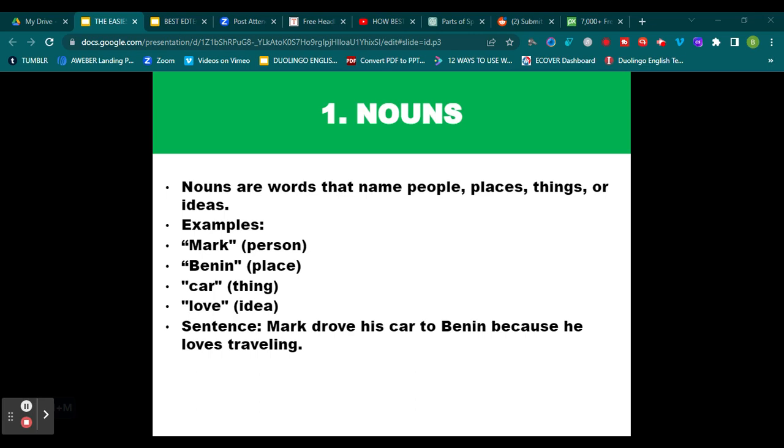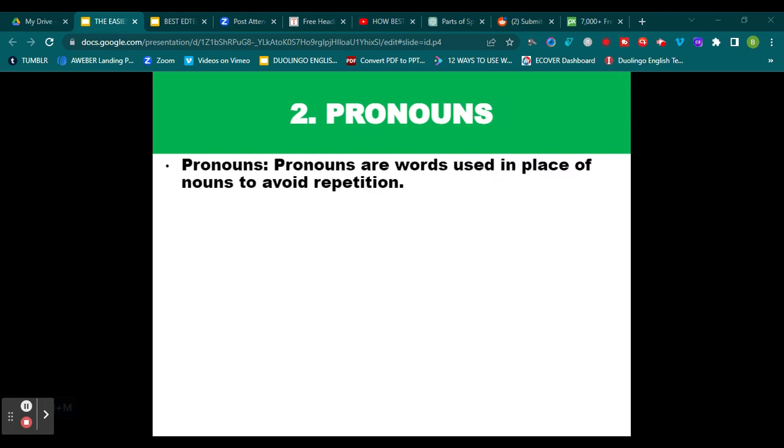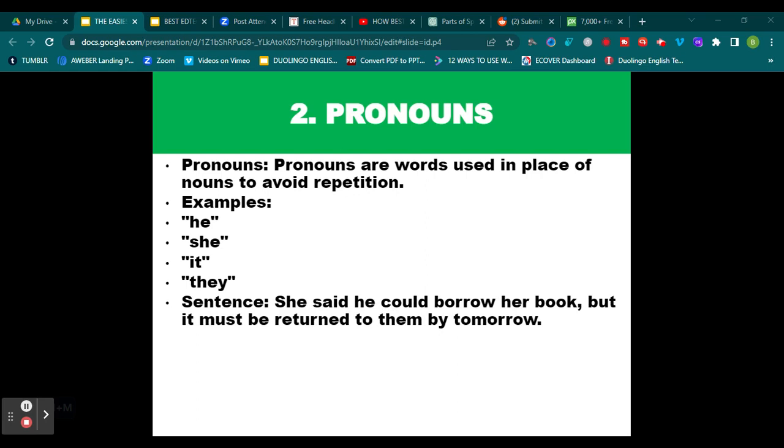Now, moving on, let's look at the next part of speech, which is number 2, which is pronouns. Okay, pronouns are words used in place of nouns to avoid repetition. Examples include the following: he, she, it, they. Then in a sentence, we can use she as follows. She said he could borrow her book, but it must be returned to them by tomorrow.